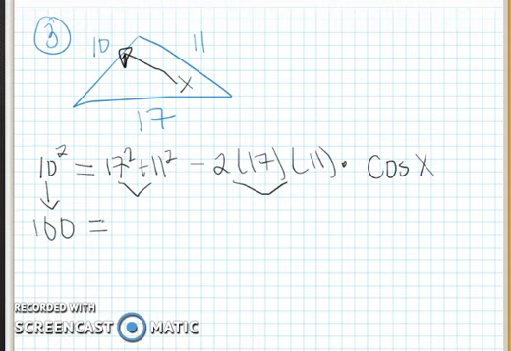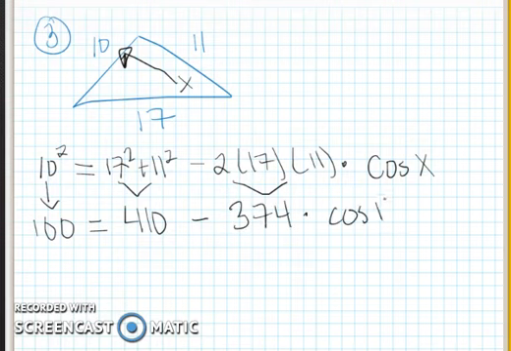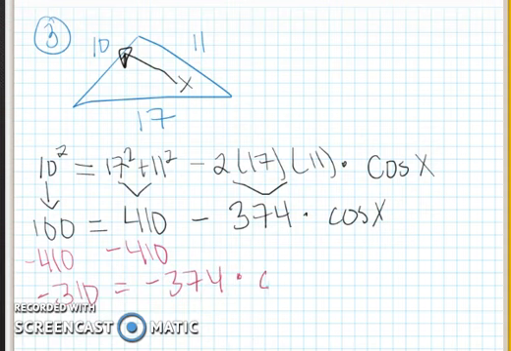100 equals 17 squared plus 11 squared, which is going to give me 410, minus 2 times 17 times 11, which is 374, times the cosine of x. Again, do not combine those two numbers. We're going to subtract 410 from both sides. Okay, if I do that, I should get negative 310 equals negative 374 times the cosine of x.